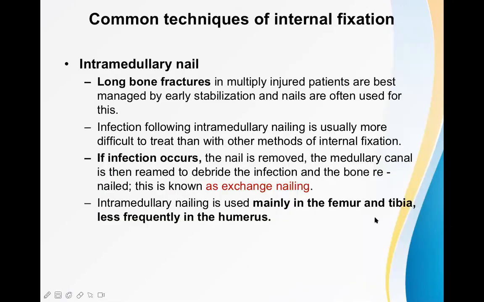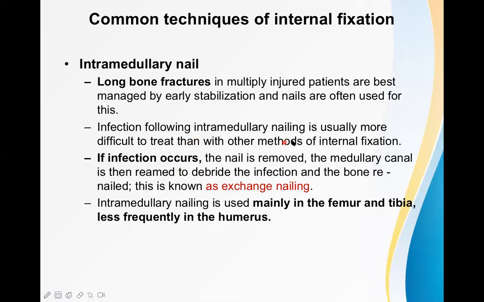Let's talk something more about this intramedullary nail. Now see here, the long bone fractures in multiply injured patients are best managed by early stabilization, and nails are often used for this. I already told you which are those fractures. Those are femur, tibia, and humerus shaft fractures. So fracture of the shaft of the femur, fracture of the shaft of the tibia, and fracture of the shaft of the humerus. They are very well managed by intramedullary nail. Don't forget that. These are the important take-home messages from this long class.